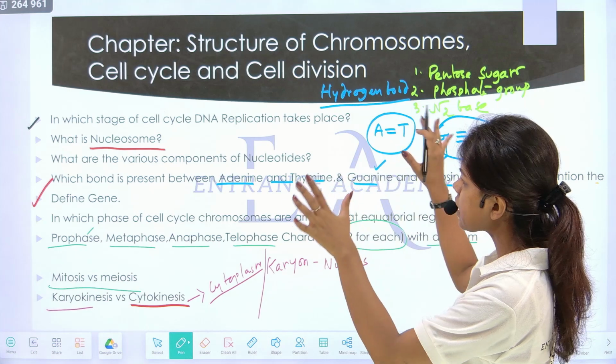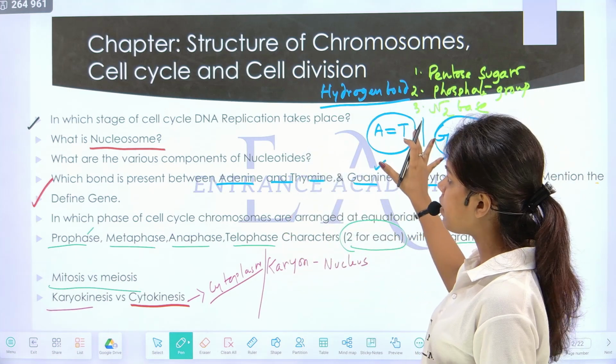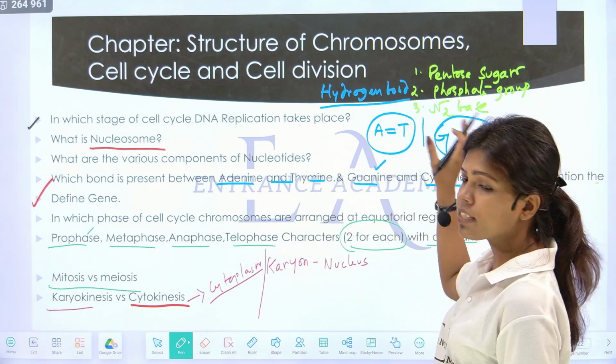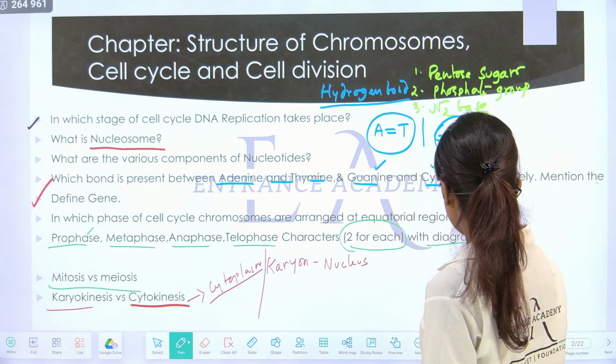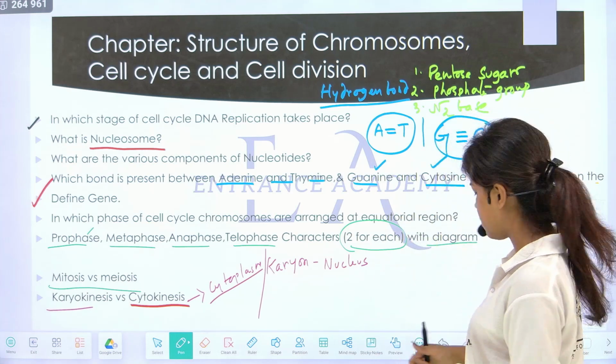So this is all for this chapter, chapter number 1, structure of chromosome, cell cycle and cell division. Okay. Now I am moving to the next chapter.